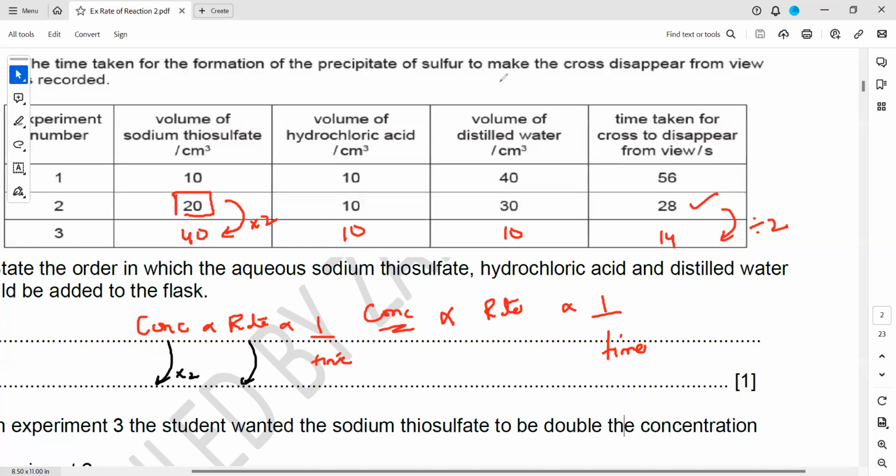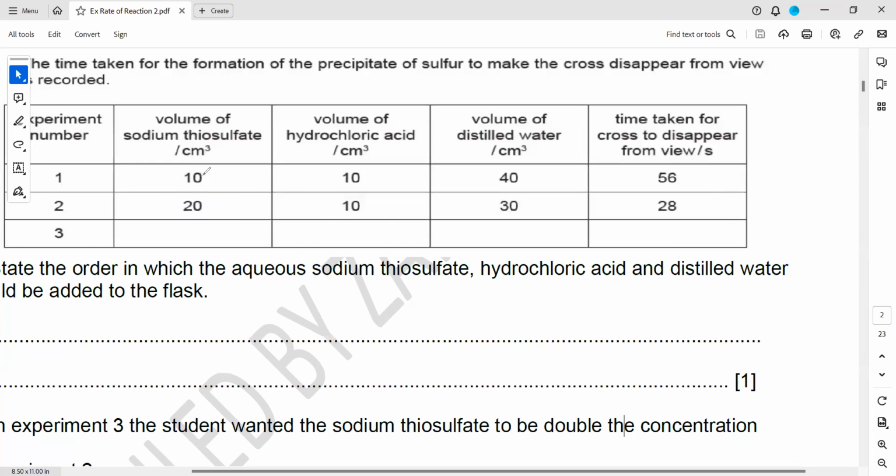Say if I change the values here, instead of double, say we make it 30. So this was 30, this was 10. How much volume of water should we use? What should be the volume of water? 20. Because the total volume should be 60 in this question. So that's why. Now, if you see a comparison example, if I compare experiment 1 with experiment 3.